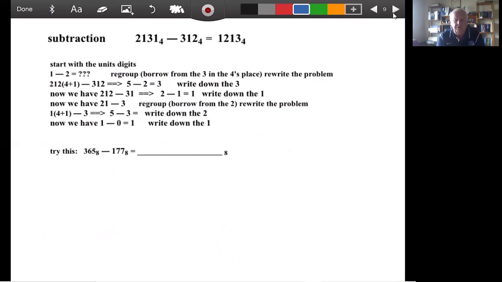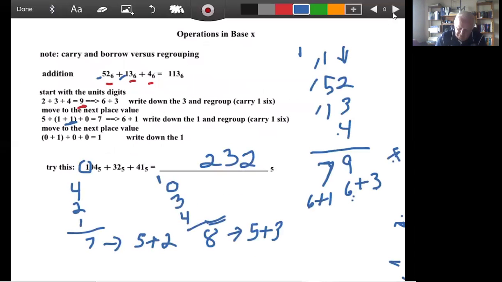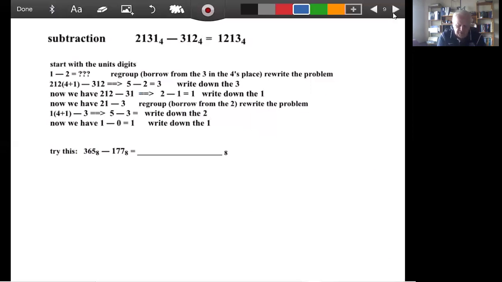Let's look at subtraction. Once again, some people refer to this as borrowing. I like to refer to it as regrouping because that's actually what we're doing. Instead of carrying a 1, I break the 9 into a 3 and a carry of a 6. The same thing over here. We're going to borrow, if you like that term. I'm going to regroup. So let's look at the ones digit.